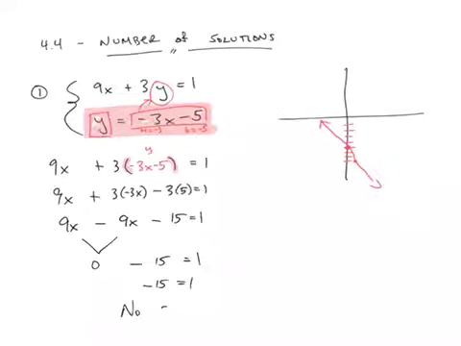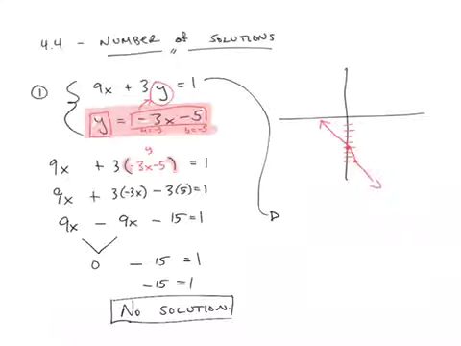And that's the kind of situation we get where we've either made a mistake or this system of equations has no solution. I'm a little concerned I may have made a mistake, so I'm going to look a little bit more closely at this top equation, 9x plus 3y equals 1. And I might think to myself, if only I could graph this equation.